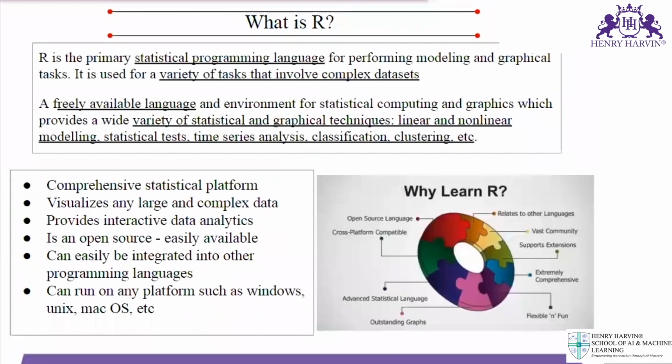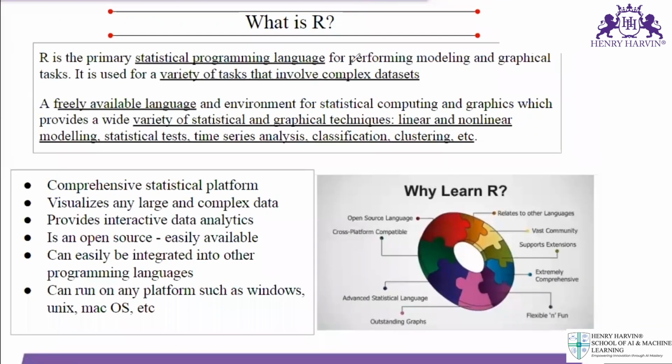R. What is R? R is the primary statistical programming language for performing modeling and graphical tasks. It is used for a variety of tasks that involve complex data sets. It is a freely available language and environment for statistical computing and graphics, which provides a variety of statistical and graphical techniques such as linear and nonlinear modeling, statistical tests, time series analysis, classification and clustering, etc.